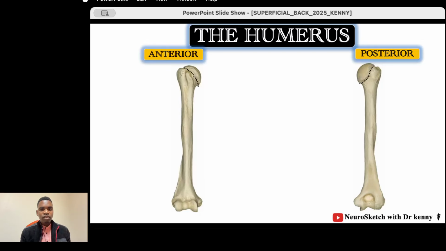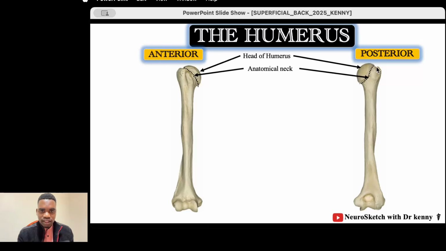Remember, we said the head of the humerus is the one that articulates with the glenoid fossa to form the ball and socket joint of the shoulder region. The head of the humerus always acts as the ball, and the socket is the glenoid cavity. But every time you see the head, for sure you're going to see the neck. So every time you see the head, we always have a neck. That is the anatomical neck of the humerus.